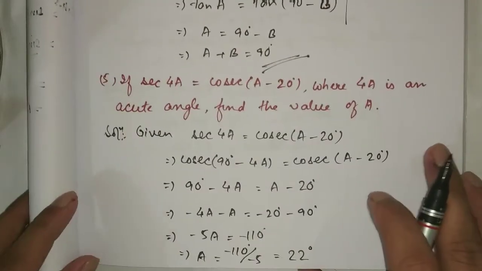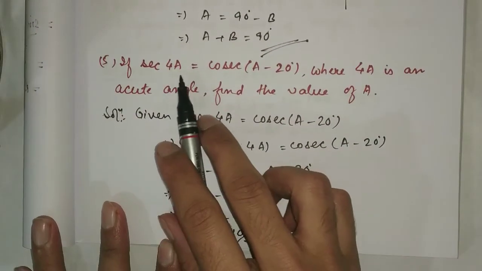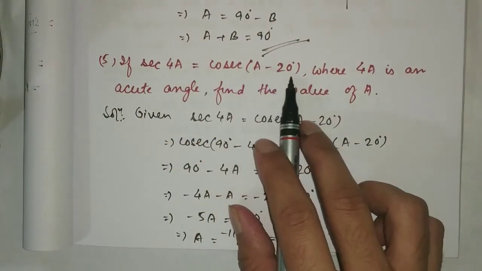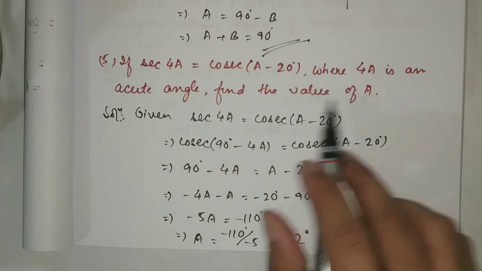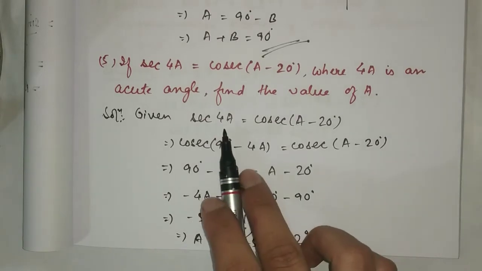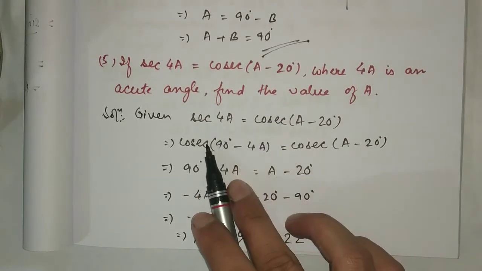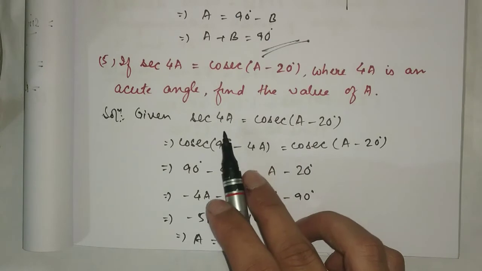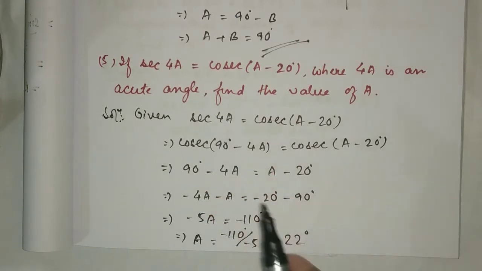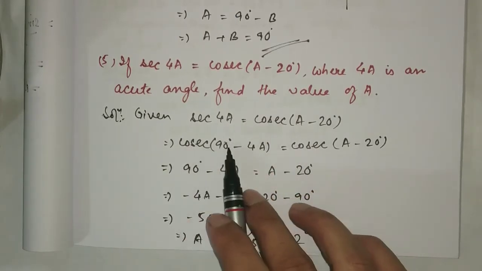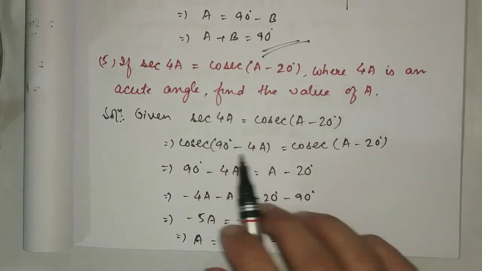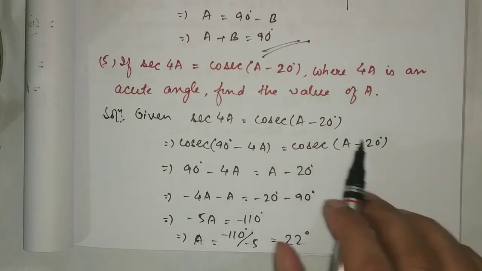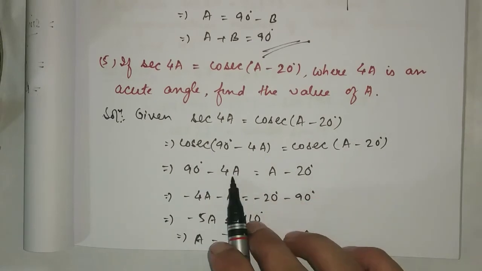And now the next problem is: if sec of 4A is equal to cosec of (A minus 20 degree), where 4A is an acute angle, then we have to find the value of A. This is also the same. We convert this sec into cosec by applying this formula: sec of A is equal to cosec of (90 minus A), and in place of A we use 4A. Then we equate the angle part, that is 90 minus 4A is equal to A minus 20.